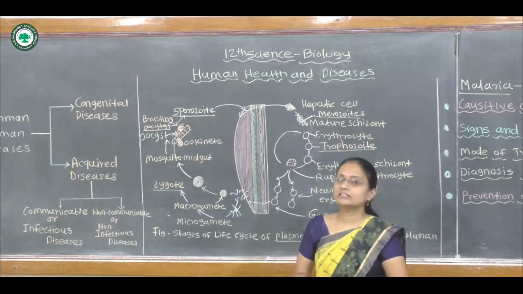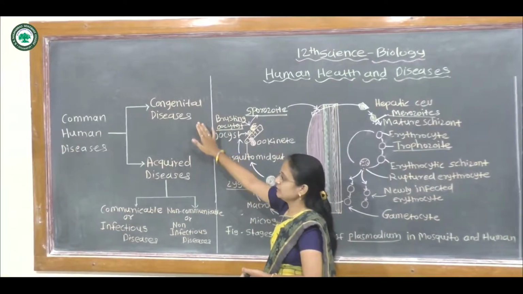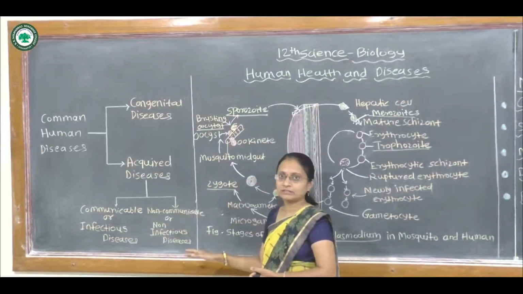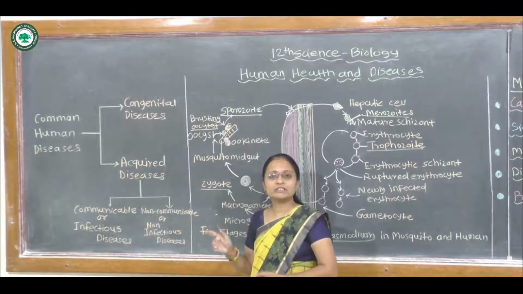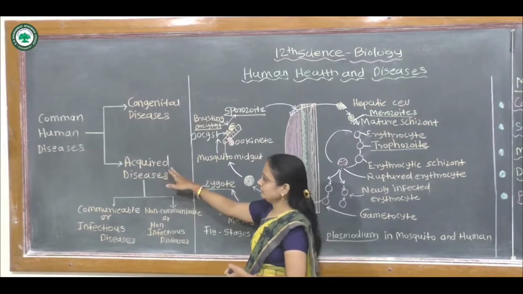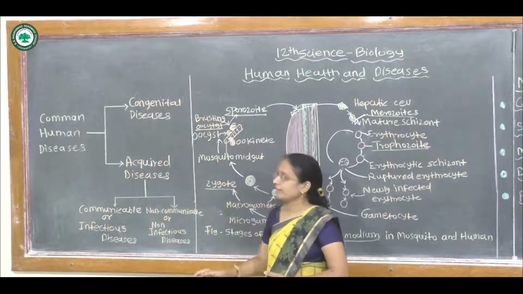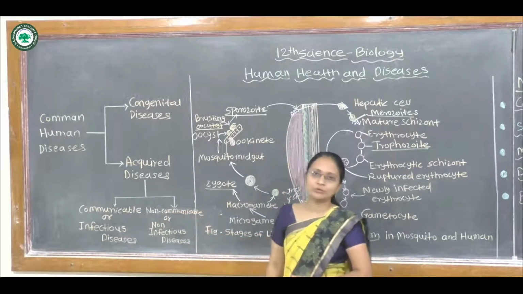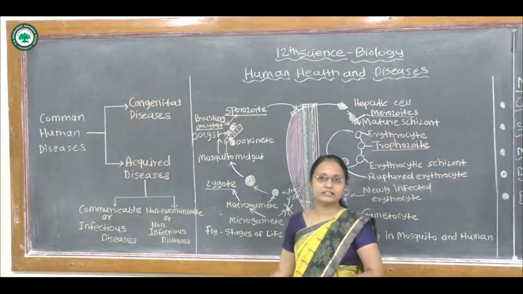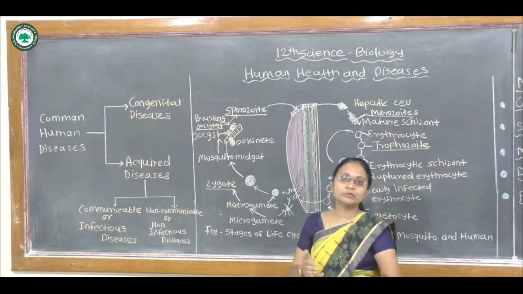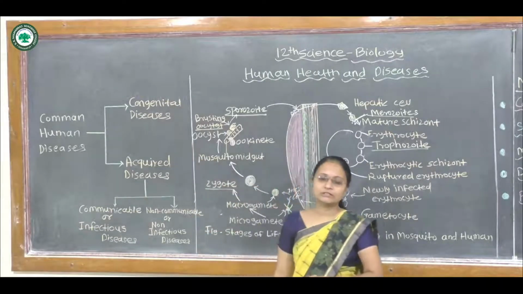These diseases are broadly categorized into congenital diseases and acquired diseases. Congenital diseases are present by birth. The acquired diseases are divided into communicable and non-communicable diseases, meaning they may occur inside the body due to some type of pathogen. Now let us come first to the congenital diseases.